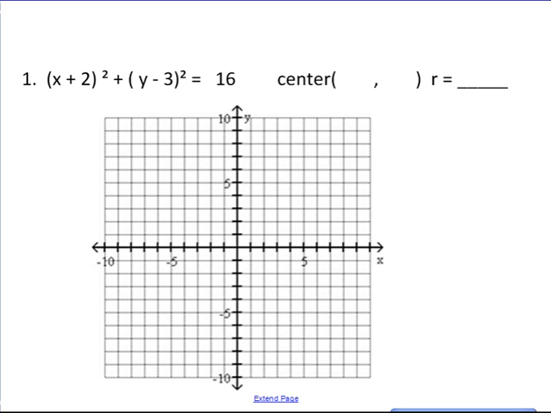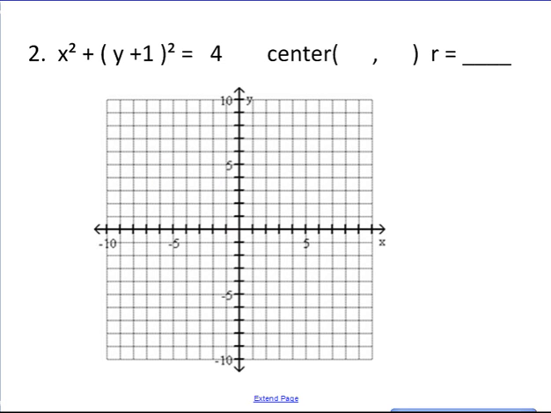So let's graph x plus 2 squared plus y minus 3 squared equals 16. I know my center is going to be at negative 2, because it has to be opposite, positive 3, and my radius has to be 4. So I'm going to plot the center first, so go negative 2, 3, and that is right there. And then I have to go 4 units from that point. So 4 units, 1, 2, 3, 4, and 4. So here is my circle.